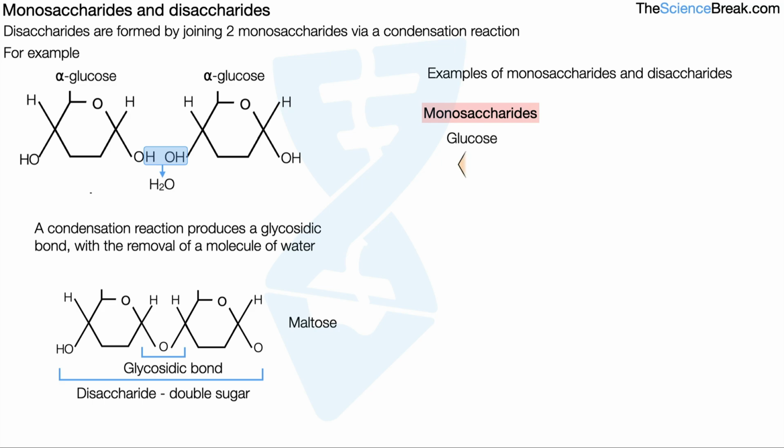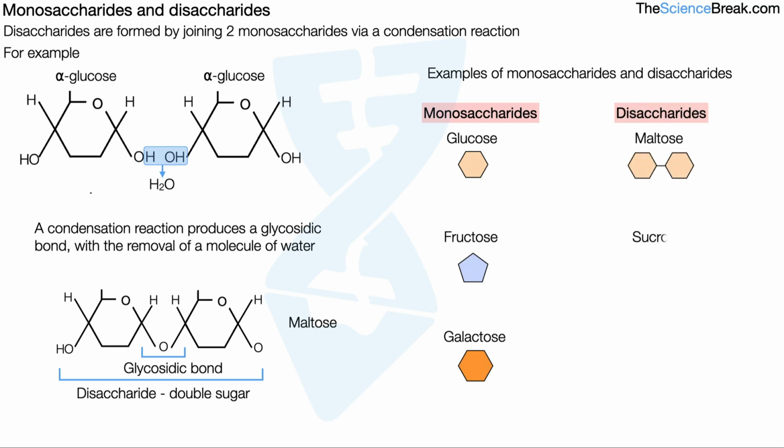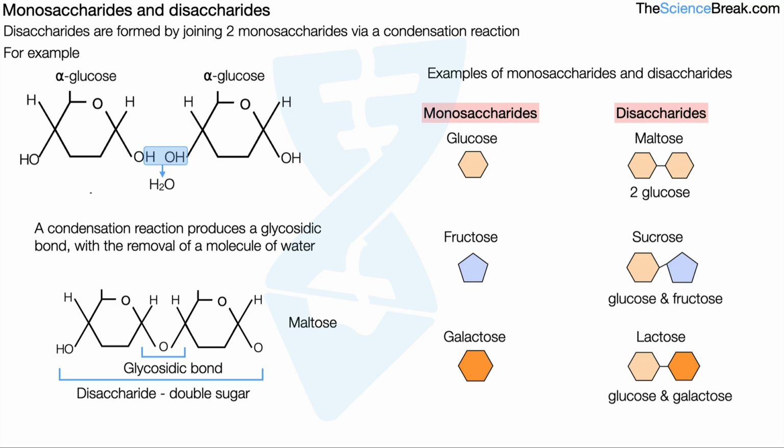So monosaccharides are glucose, fructose, and galactose. Disaccharides that we need to know are maltose, sucrose, and lactose. We also need to know the monosaccharides that make up our disaccharides. So maltose is made of 2 glucose molecules, sucrose is glucose and fructose, and lactose is glucose and galactose. Worth noting also that all the glucose molecules are alpha glucose isomers.